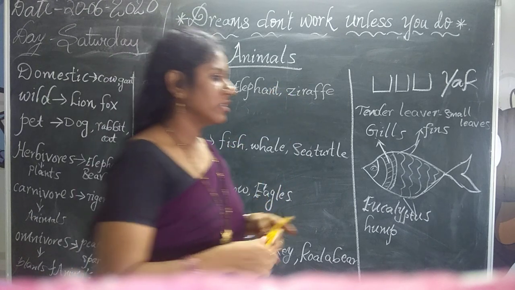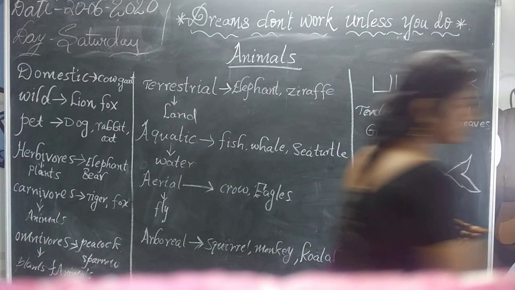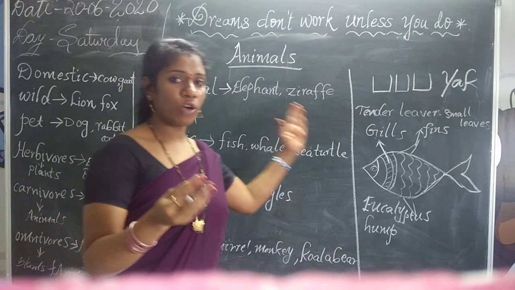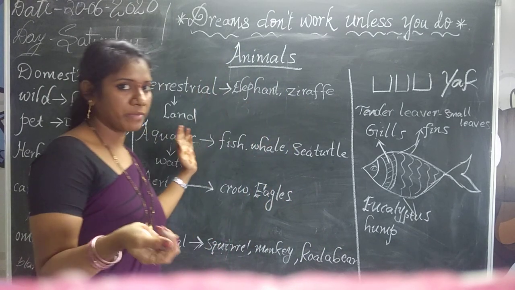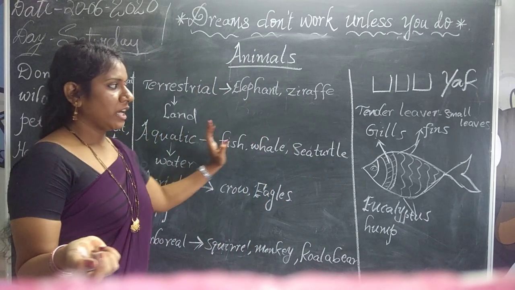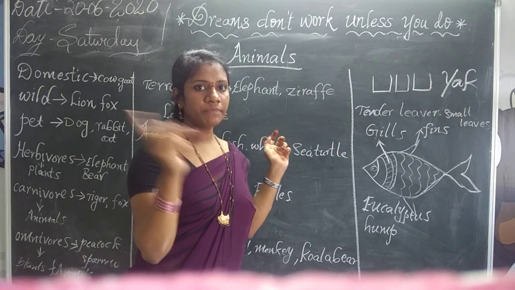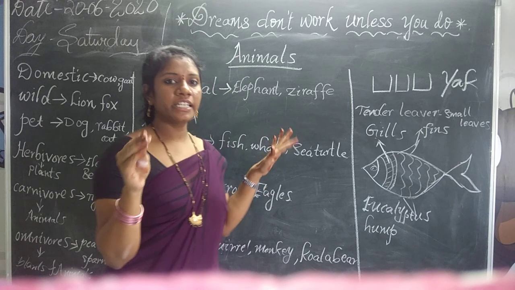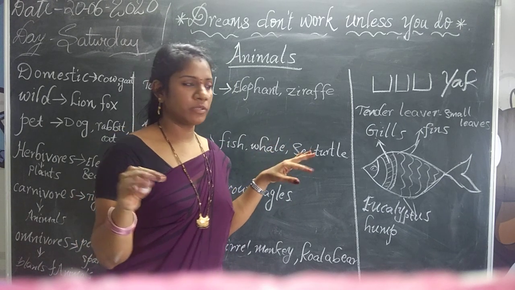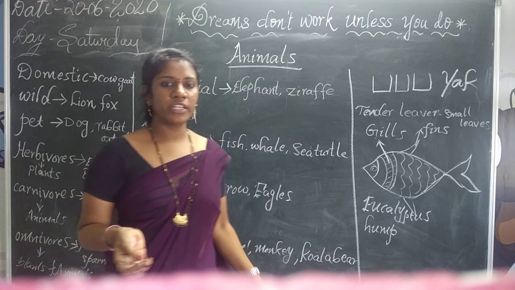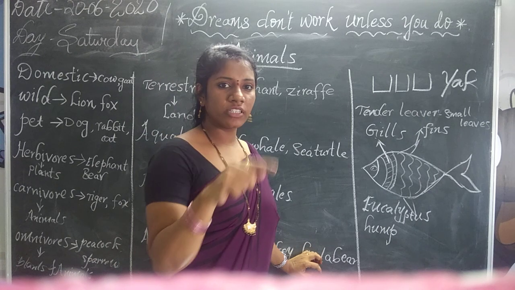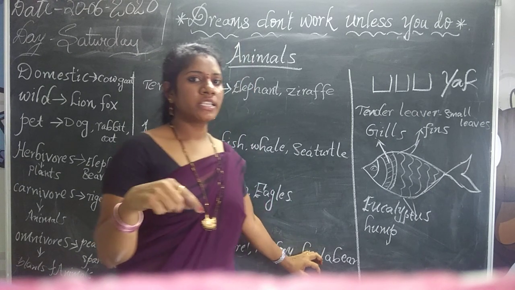Okay children, now we know what type of animals, how they are living, what the food habits of the animals are, how they are breathing, and how they are walking. It depends upon all the food habits and our living surroundings. I will give you homework. You can write on paper and send it to me through the box.